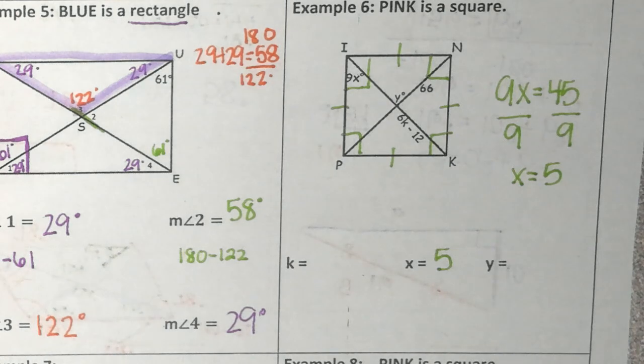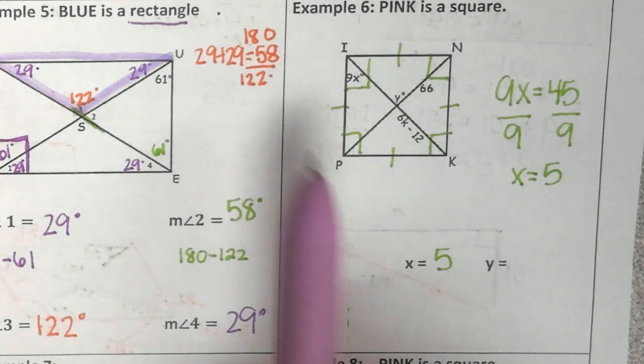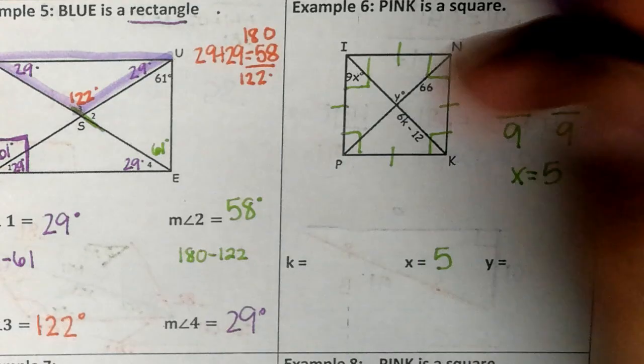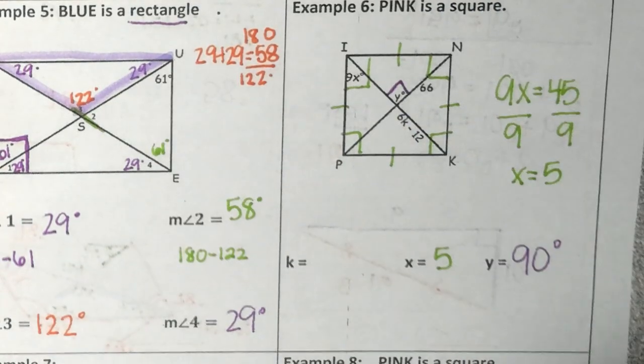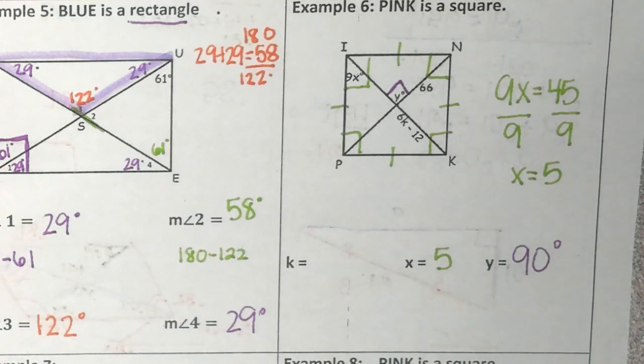What is y? 45, 45, 90. No, look at y right here. It'll be 90. It'll be 90. They're perpendicular. But they always bisect. I know I'm going fast.